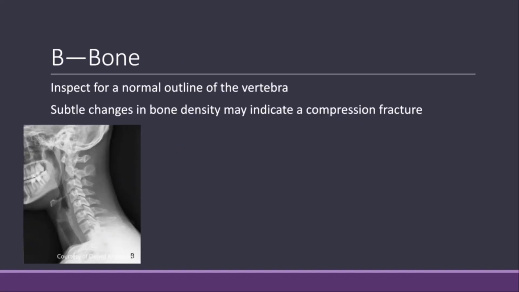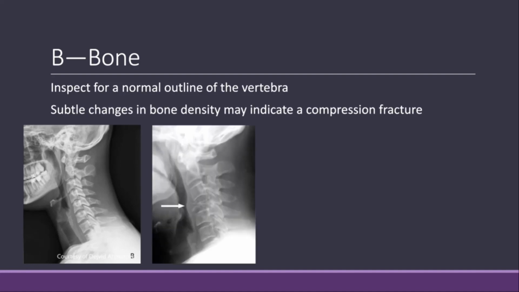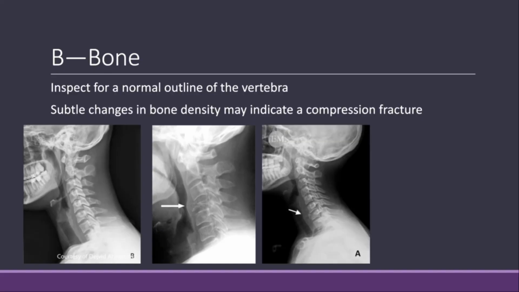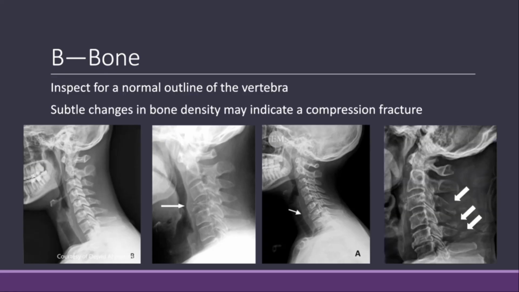Next is B. B stands for bone. You want to inspect for normal outline of the vertebra. Subtle changes in bony density may indicate a compression fracture. On the left here, we have a normal X-ray. Here, as indicated by the arrow, there is a compression of the vertebral body. If you see this arrow down here, there is a teardrop fracture of the vertebral body. And then lastly, these arrows look at fractures of the spinous process.